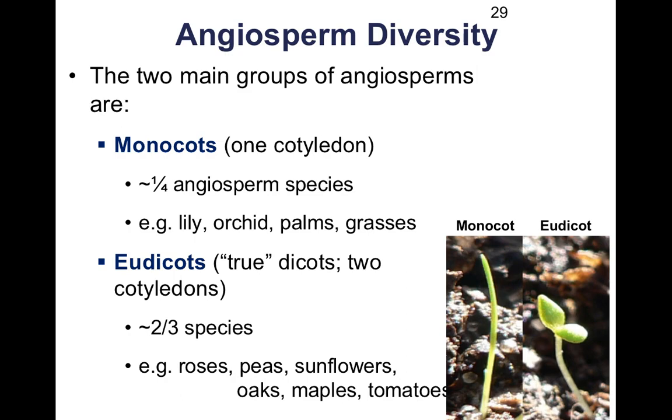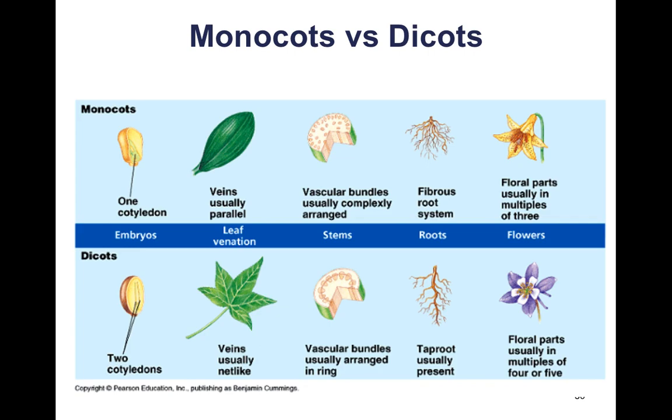This monocot eudicot nomenclature is due to the presence of the seed leaves. So monocots only produce one seed leaf when they germinate, eudicots will have two. So that's where those names come from. There's a few other differences as well between monocots and dicots. So we have one cotyledon in the seed for monocots, two for dicots.